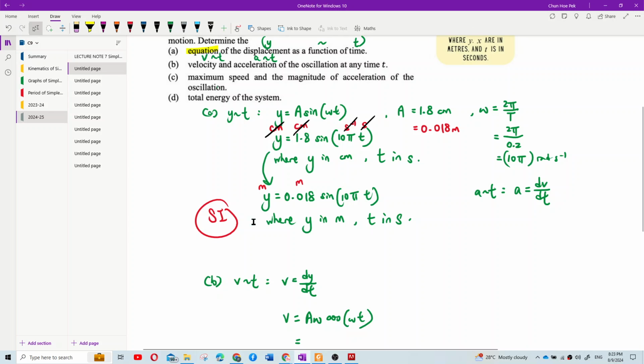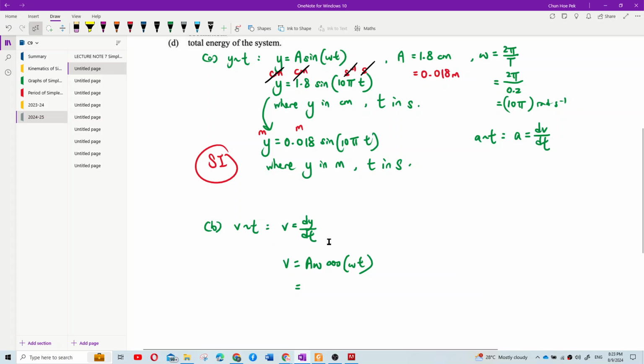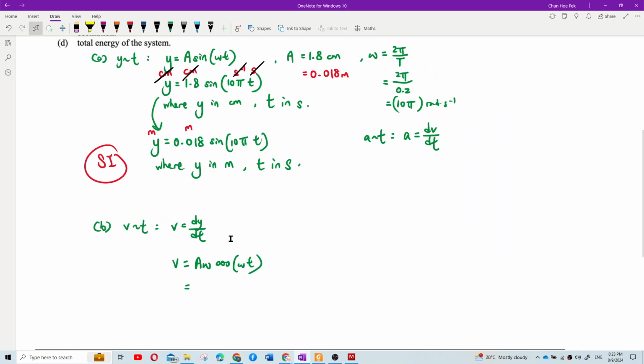Now, to find the velocity time equation. Everything is in SI unit already, so later our velocity unit must be in meter per second. So no worry for that. Let's do it. First we find the Vmax. The Vmax is actually the A omega, isn't it? The front part here, that's our Vmax, A omega.